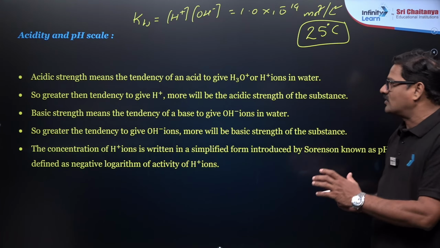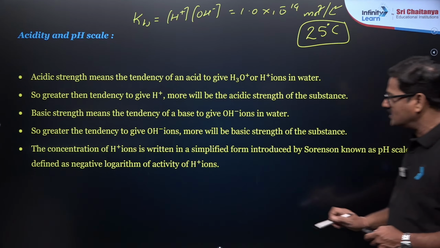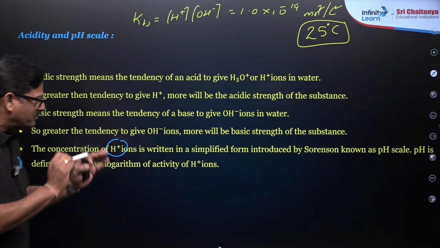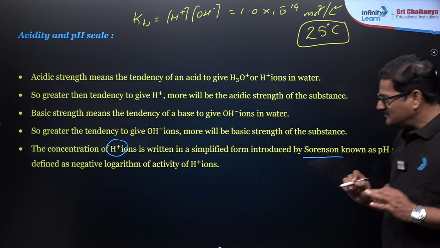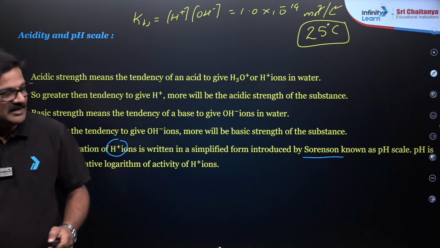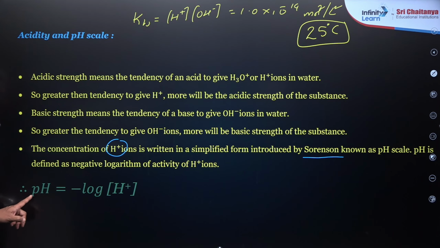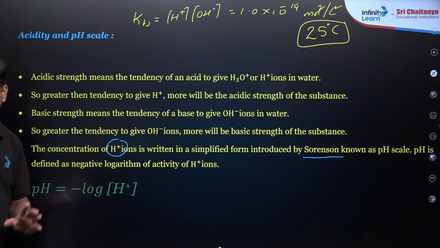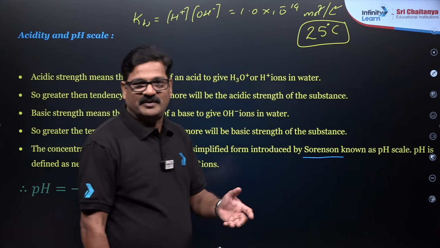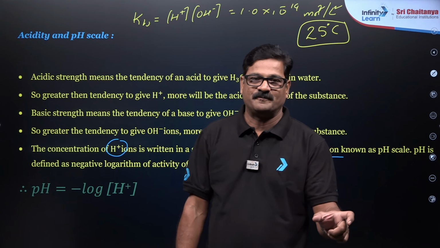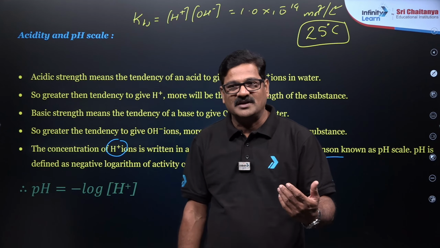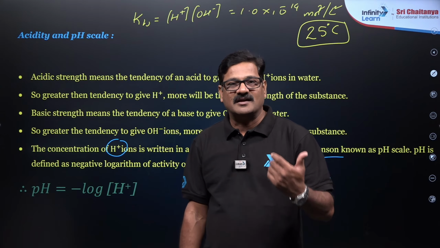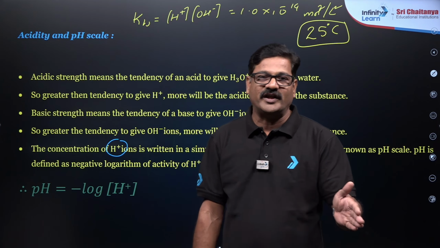Now the concentration of H plus ions is written in the simplified form introduced by your friend Sorensen, and it is defined as the negative logarithm of the activity of H plus ion, that is, pH is equal to negative logarithm to the base 10 of H plus ion. The activity of H plus ion means H plus ion concentration. Generally you will take the normality of an acid, and you can calculate the pH of the base by subtracting from 14. Let's see the pH scale.